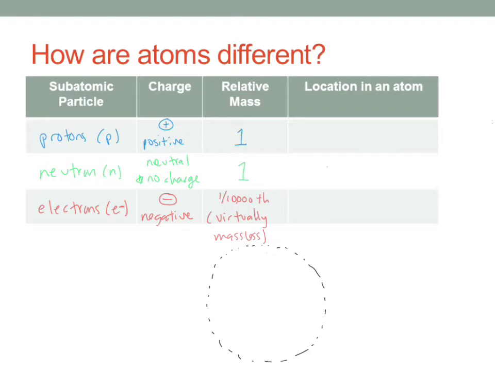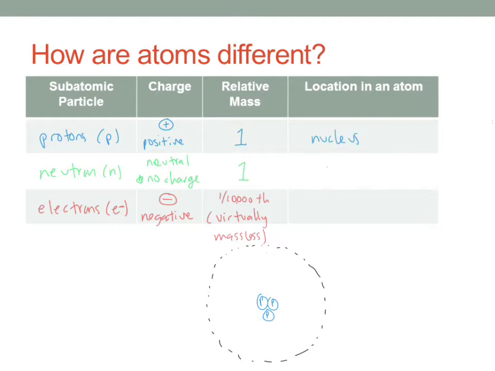The question is, are these all equally distributed throughout an atom? Do we find one type of subatomic particle in one place versus another one? And thanks to some great experiments by folks like Rutherford, we know now that we find the subatomic particle protons in the very, very center of the atom, which we call the nucleus. So we find protons in what we call the nucleus.